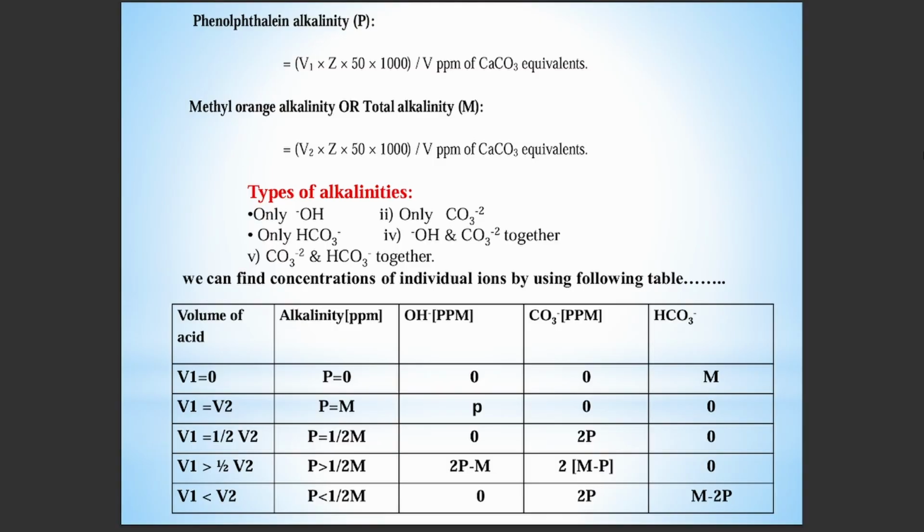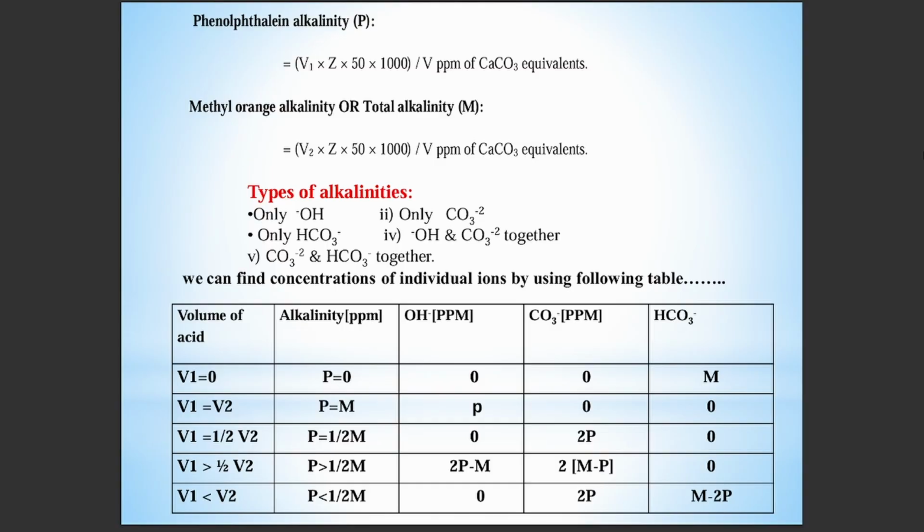Here, dear friends, V1 is the volume of acid required for the neutralization up to the phenolphthalein endpoint. Z is the concentration of acid. 50 is the equivalent weight of CaCO3. 1000 is the conversion factor, and V is the volume of water sample taken for the titration. In this way we can calculate P, then we can calculate M. The remaining things are the same.